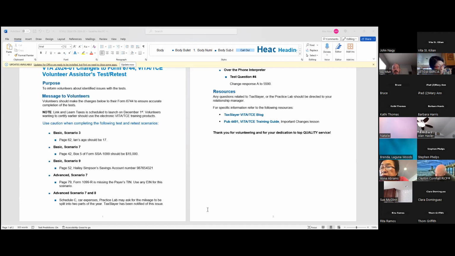For the live TaxSlayer Pro for our VITA site, most likely that's going to be taken care of because 2023 is different than 2022. In 2023, your mileage rate for business is 65 and a half cents a mile for every mile during the year.